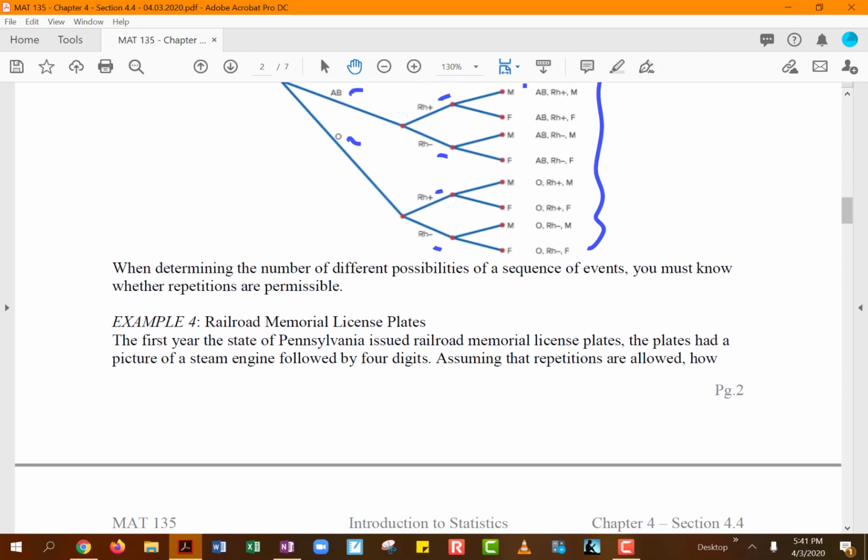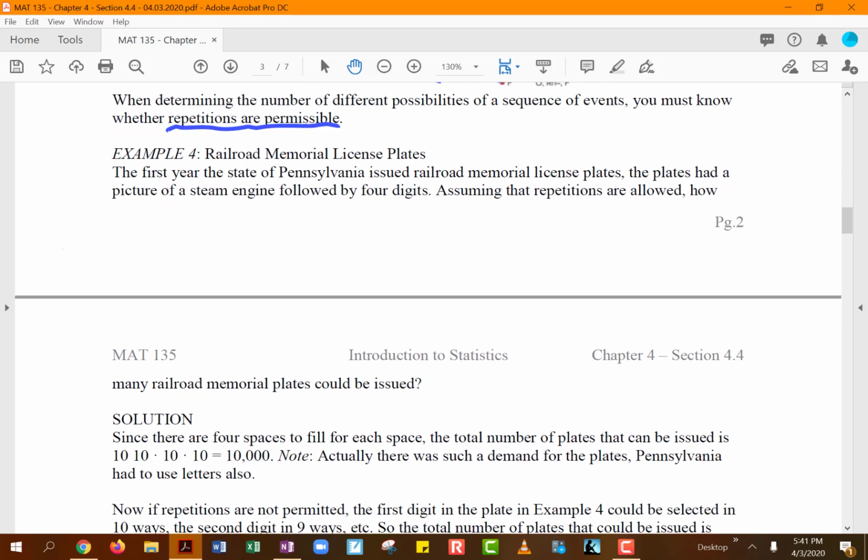All right, so then we are saying when determining the number of different possibilities of a sequence of events, you must know whether repetitions are permissible, because if you're going to be able to repeat your events, it's going to change how many possibilities you are going to have, right? So let's see what we mean by that. Let's take a look at this one here.